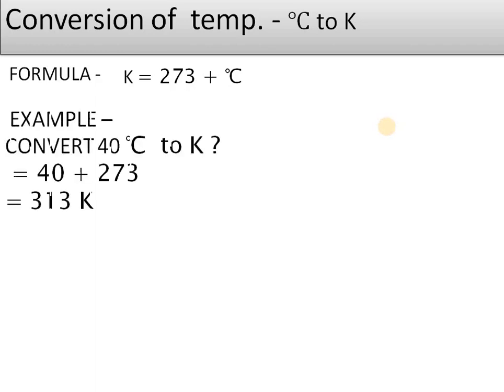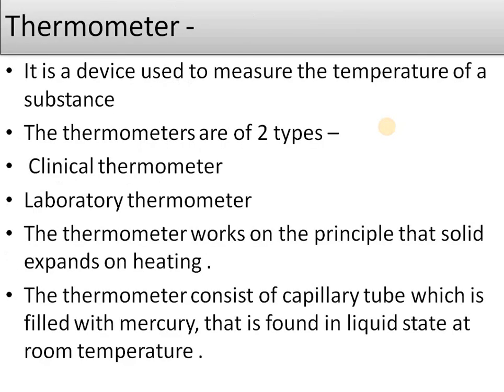Now, example is there. Convert 40 degrees Celsius to Kelvin. So, you have to add 40 plus 273, that is 313 Kelvin. Very simple. Next one is homework for you. That is convert 60 degrees Celsius to Kelvin.